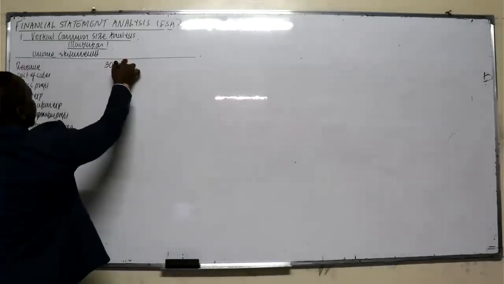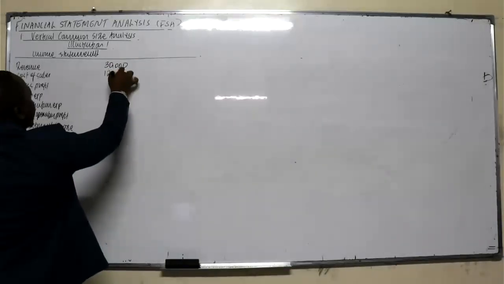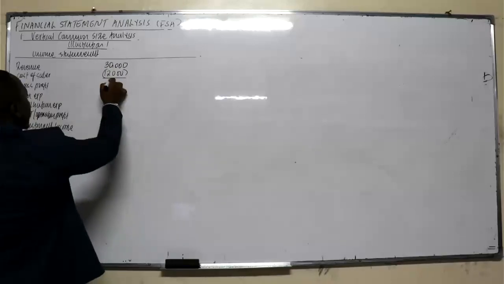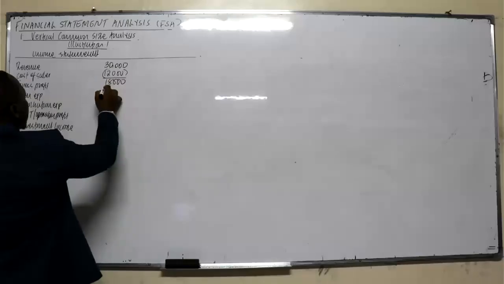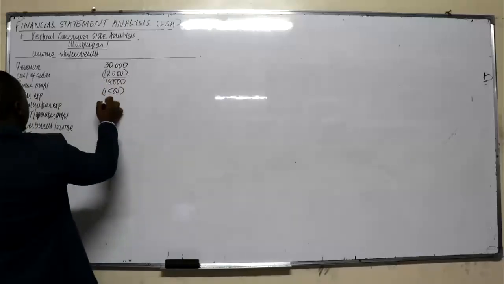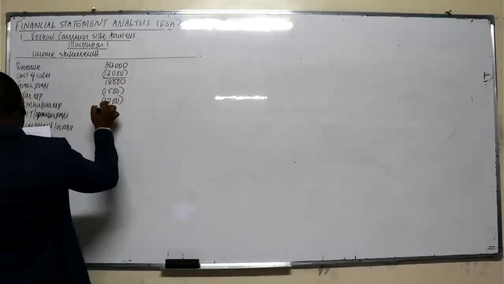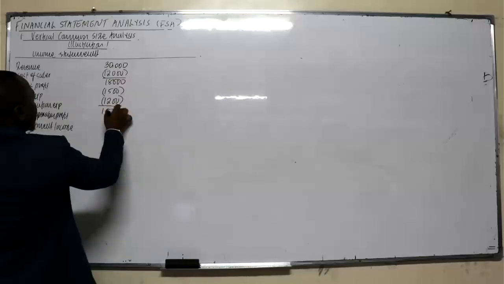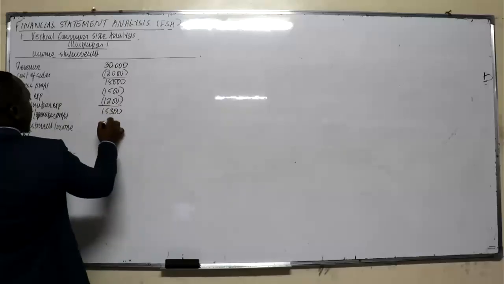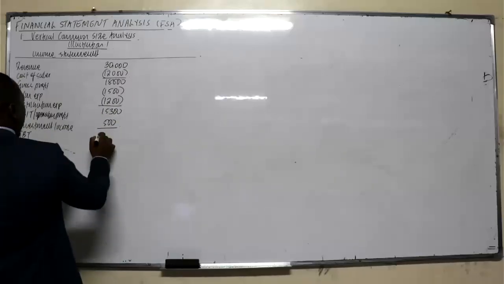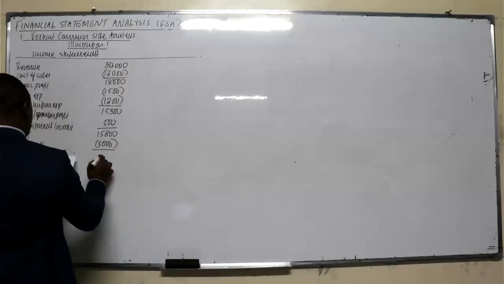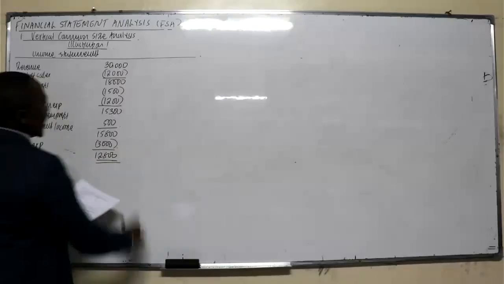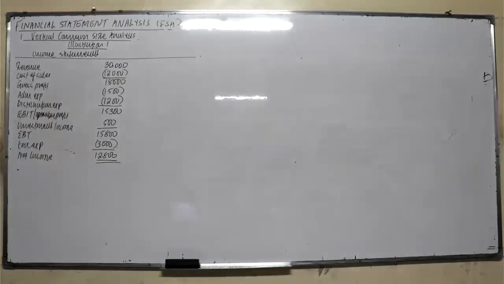The revenue we have is 30,000. The cost of sales is 12,000. And that's how we get the gross profit of 18,000. Then 1,500 and 15,300, 500, we get 15,800, and the tax is 3,000. Then we have 12,800. So now we need to perform what we call the common size vertical analysis.